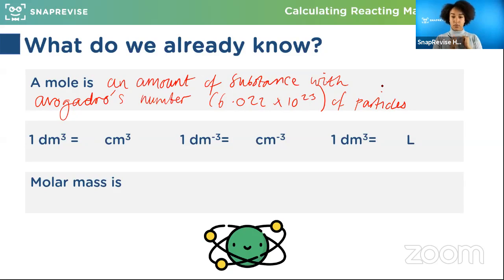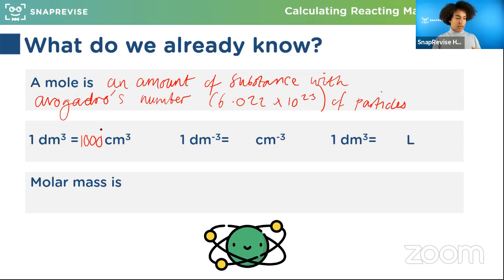Cool. So a mole is Avogadro's number amount of substance. We're going to really quickly recap how you swap between dm cubed and cm cubed, and per dm cubed and per cm cubed, because it's a little bit different. So help me out, guys. How many centimeters cubed are in a decimeter cubed? 1,000, yes, perfect.